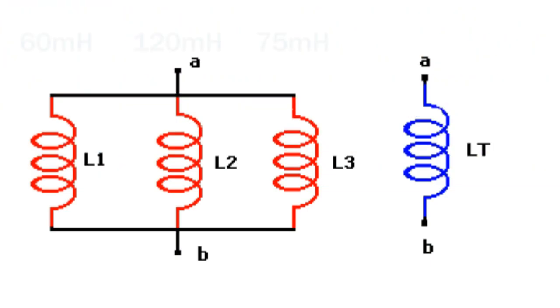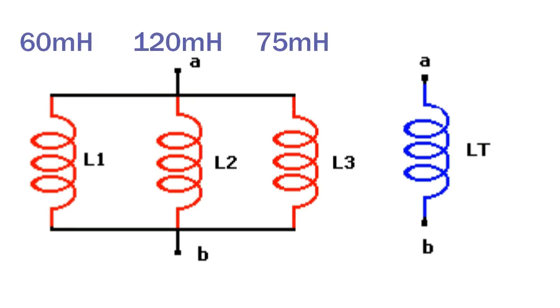3 inductors of 60 mH, 120 mH, and 75 mH are connected together in a parallel combination with no mutual inductance between them. Calculate the total inductance of the parallel combination.